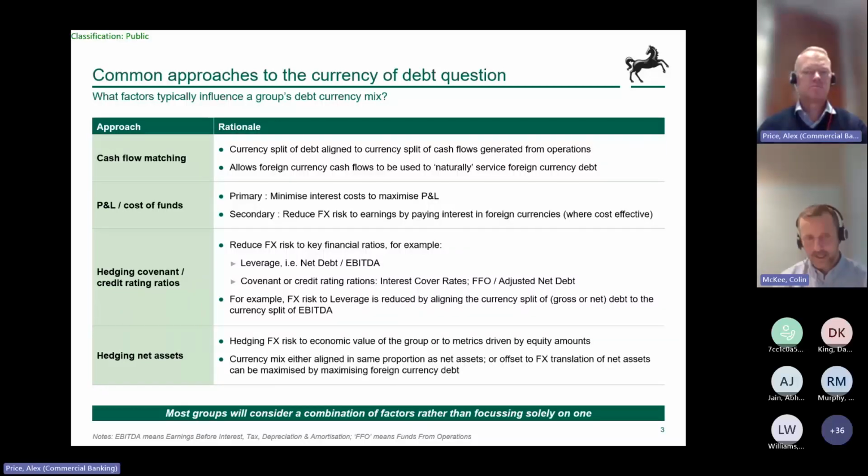Why might companies want to hedge net asset value? Well, I guess it's an accounting version of maybe the economic value of the group. So to the extent companies want to protect that economic value from FX movements, that can be done through having foreign currency debt in place.